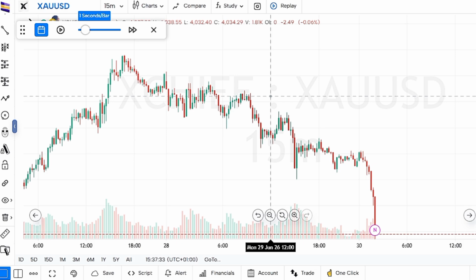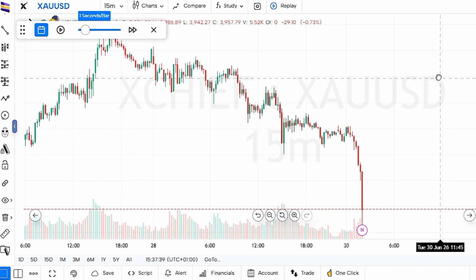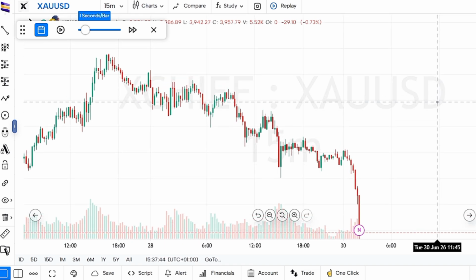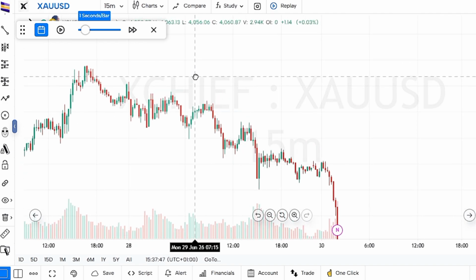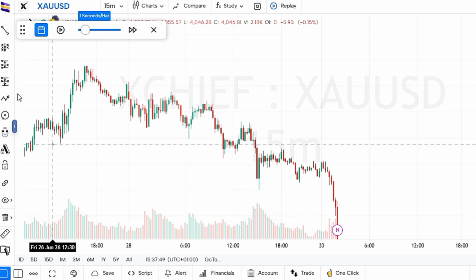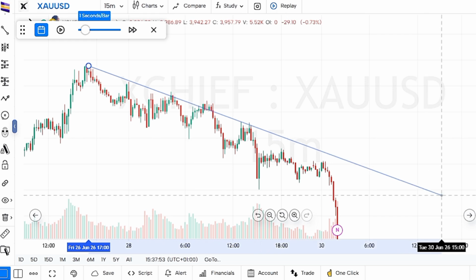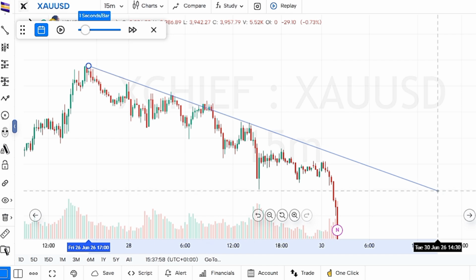So what we're going to be doing here real quick is to see that, as you can see right here, gold is bearish. So I'm going to be indicating this through the help of my trend line. As you can see right here, this was the all-time highs, and we are having gold bearish. You could make it touch as many lines as possible if you wish.